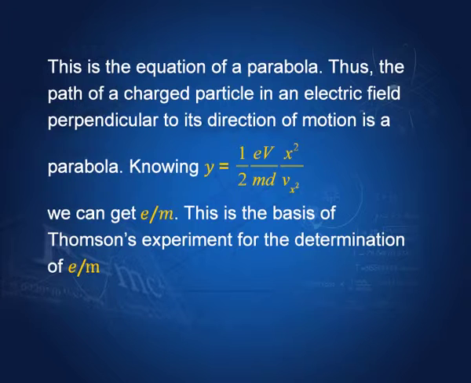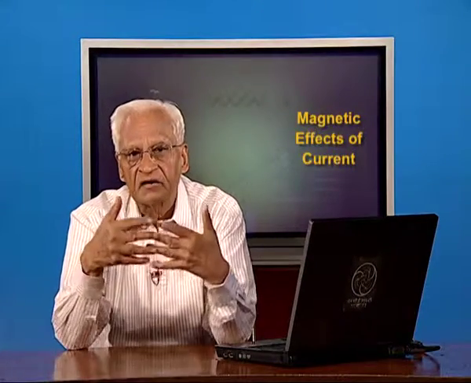And knowing y equal to half whatever this expression is, we can get E by m. You see, if we know V, d, x, v x, if we know all these things, we can get E by m. And this is the basis of Thomson's experiment for determination of E by m. So far, we had only electric field.